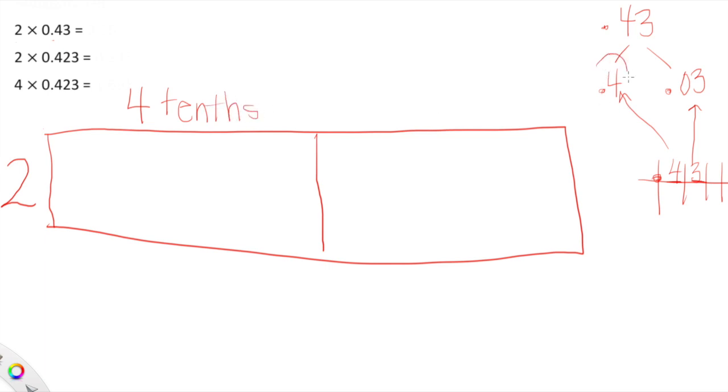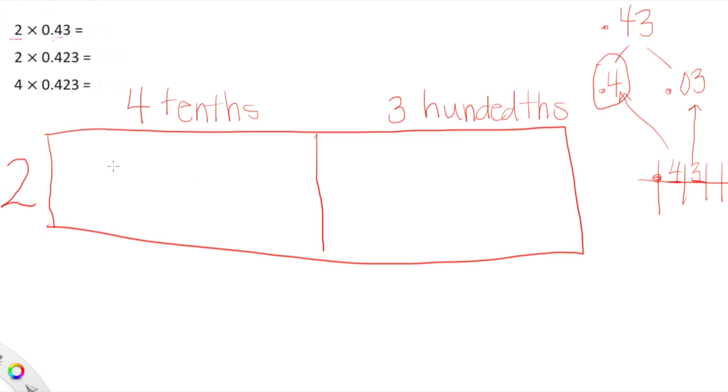That's this number. In this box, we're decomposing. Remember, we're stretching out the number. In this box, we're going to write 3 hundredths, or not in this box, on top of that box. So now we have 2 copies of, just like this, 4 tenths, right here, and 3 hundredths.